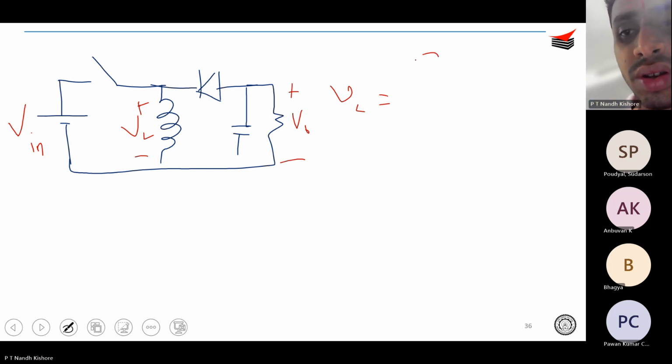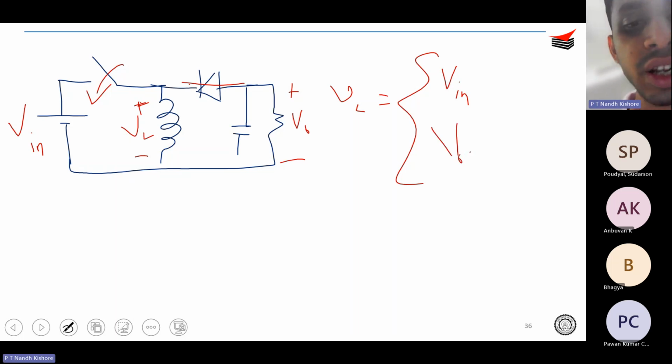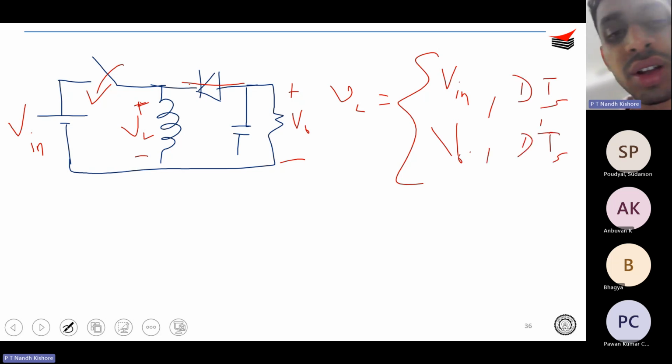Okay. So what is VL? When the switch is on, VL is V in. Correct? When the switch is on, VL is V in. And when the switch is off, this diode gets forward biased. Therefore, VL will be what? VL will be V naught. Correct? So this is during the DTS period and this is during D dash TS period.